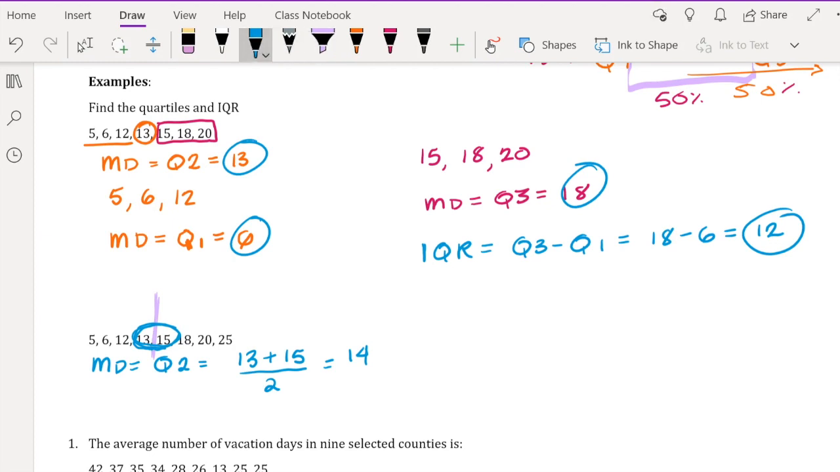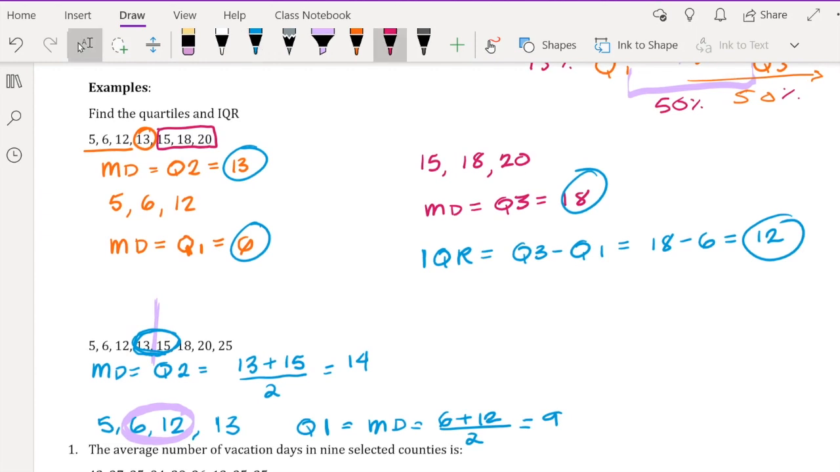Now we're going to split our distribution here. And we're going to look at 5, 6, 12, 13. So in this case, what I'm going to do now is find the median with these two values. So Q1, which is the same as the median here for this smaller data set, would be 6 plus 12 over 2. And that is 9.